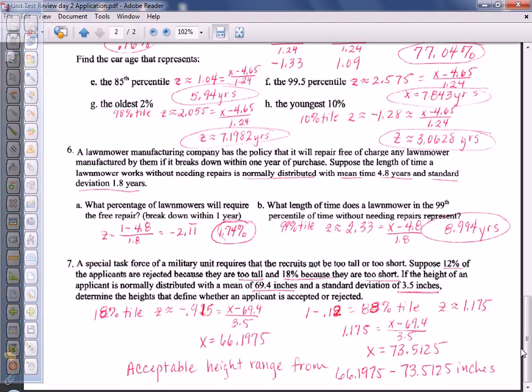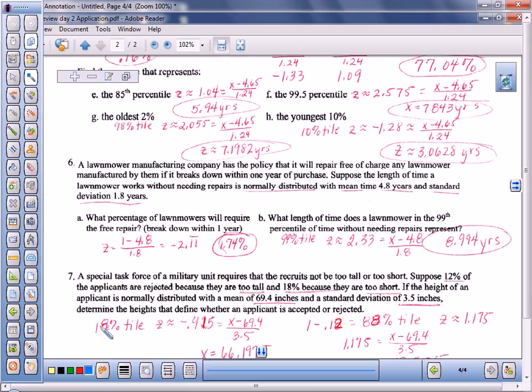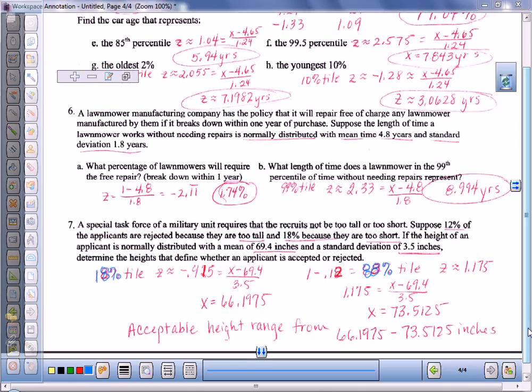For number 7, yes. I got pretty close for the decimals, but that's because I used a different z-score. Okay. Did you use the 18th percentile for the lower end, and then the 88th for the upper? I almost did, but then I changed it. Okay. Then you probably used the calculator, and I used the chart. You have to figure out which z-score to use. Do you want the one right below it or the one right above it? If you're using the calculator, you don't have to make that decision.